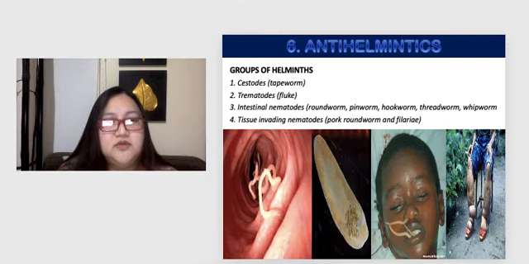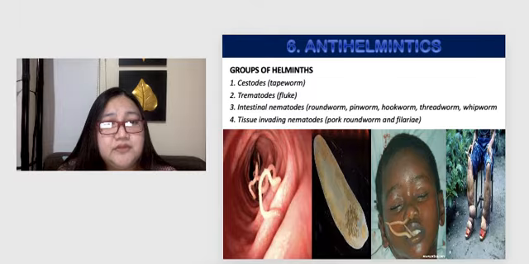There are general groups of helminths: the cestodes or the tapeworm. The first photo shows it. So makikita nyo yung uod segmented, no? Yung itsura niya, they entered intestines via food, oral fecal route. So may mga pork tapeworm, beef tapeworm, fish tapeworm, meron ding mga dwarf tapeworm, maliliit lang.